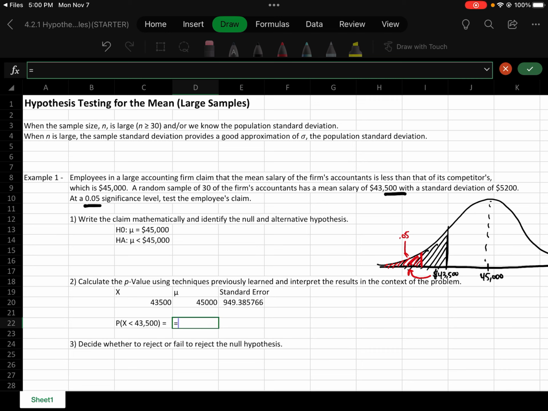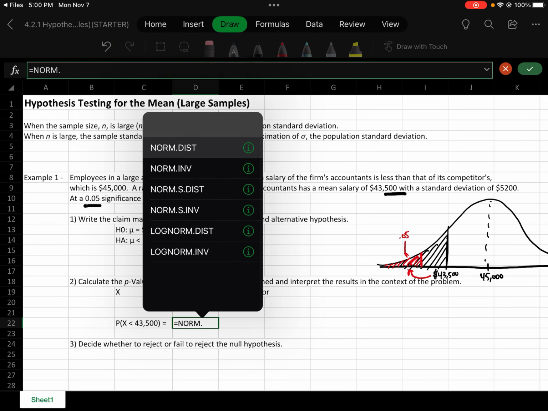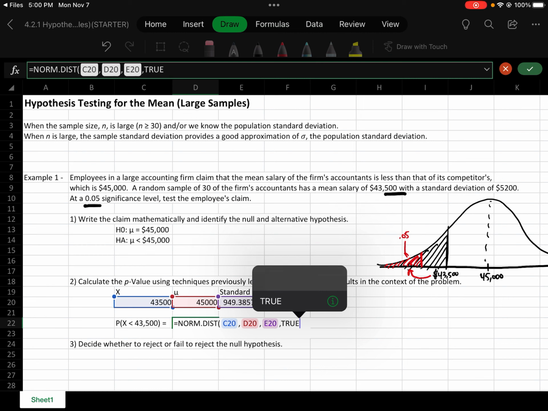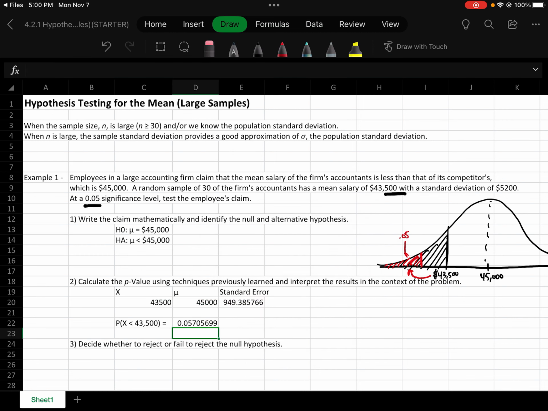So let's recall how to do this. To find the probability of having a sample mean that is less than or equal to 43,500, or less than 43,500, I'm going to use the norm.dist function, and that's going to be x, comma, the mean, comma, the standard deviation, comma, true for cumulative, and that comes out to 0.05705.